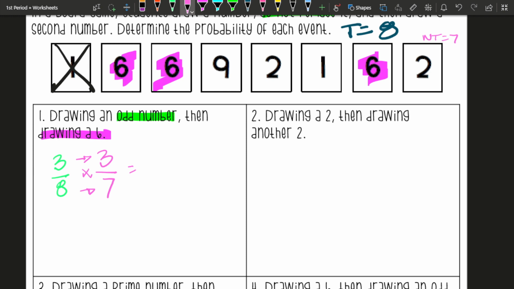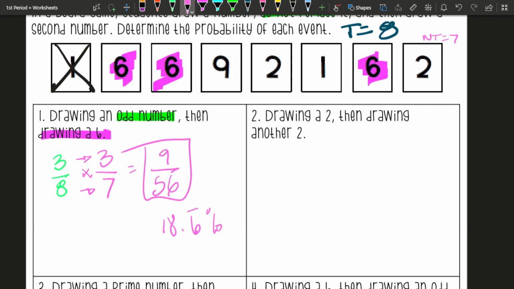Okay, so let's see. What's 3 times 3? 9. 8 times 7 is 56. Can we simplify this? I don't think so. This is going to be my final answer. So that's my final answer. Unless they want you to change to percent, this will be approximately 18.6 repeating percent when you do it on the calculator. Okay, now let's look at my second choice.